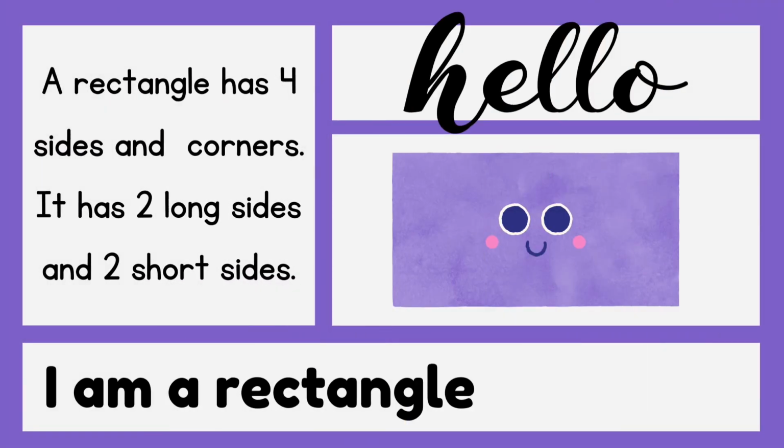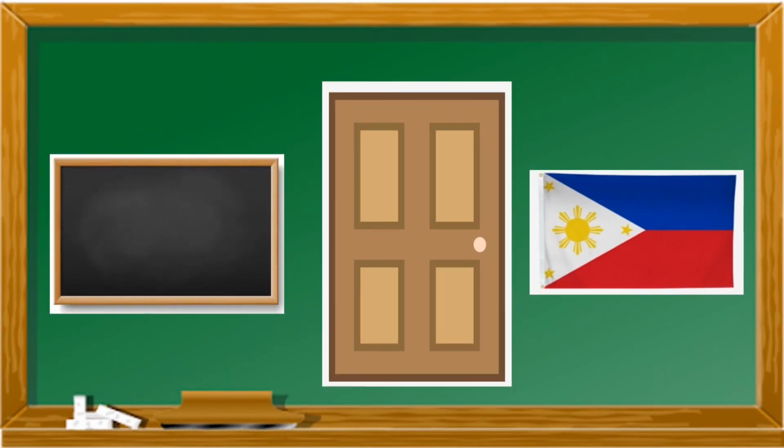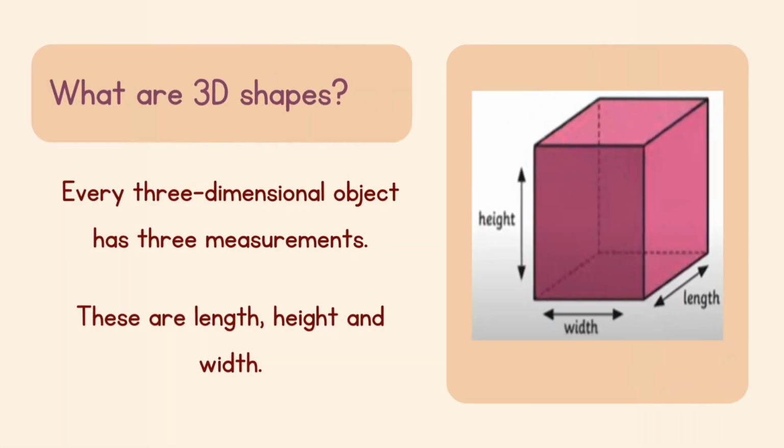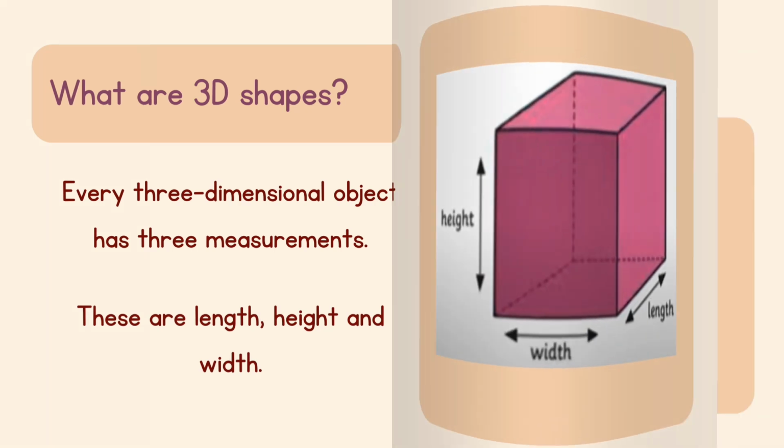Rectangle. Rectangles have four sides and four corners. They have two long sides and two short sides. Here are some real-life examples of a rectangle. Now that we've learned a few 2D shapes, let's move on to 3D shapes. Every three-dimensional object has three measurements. These are the length, the height, and the width.